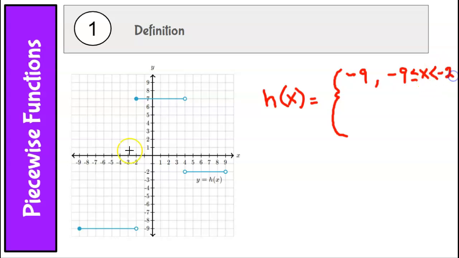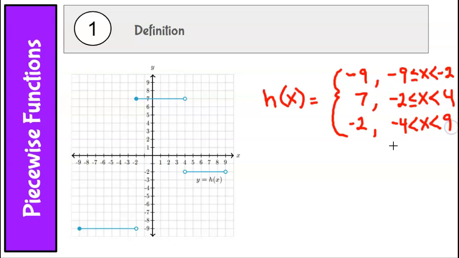If our x is -2, we're going to return this function because -2 is not included here, but it is included up here. So for this function, it's always 7 between -2 and 4, including -2, but not including 4. And then between 4 and 9, it's -2. Not including 4 and not including 9.